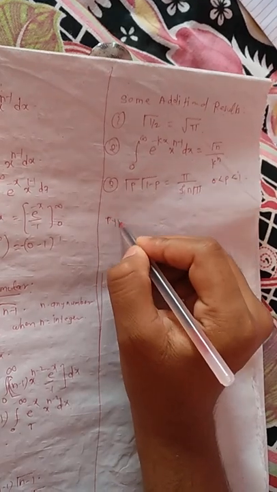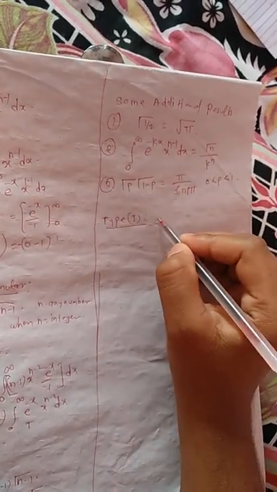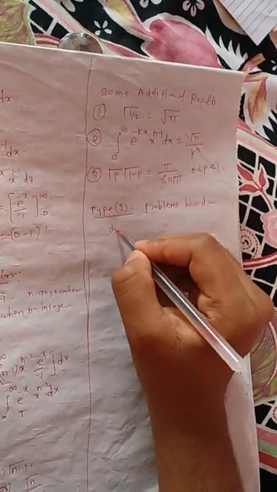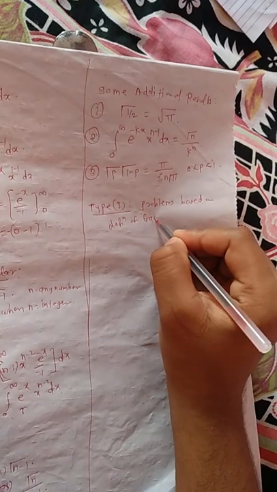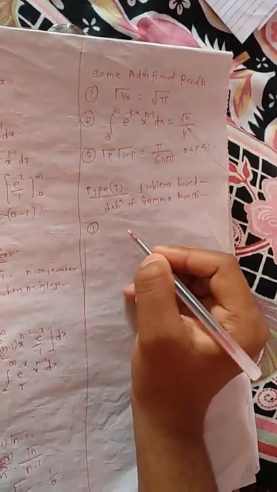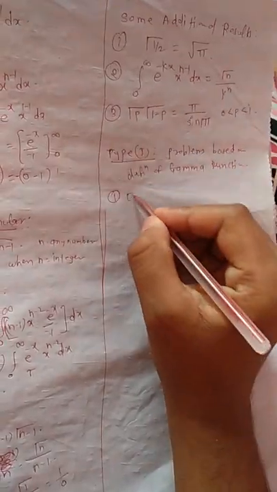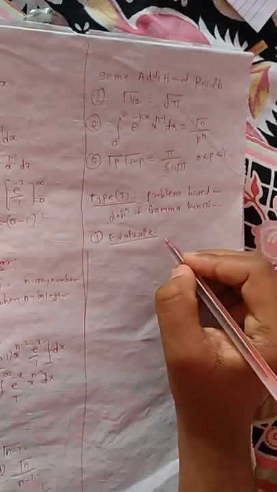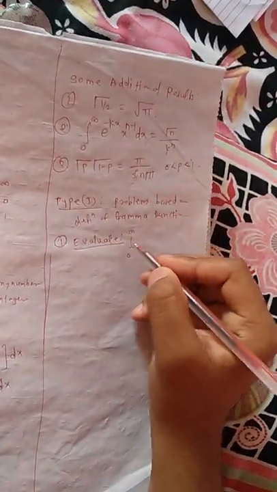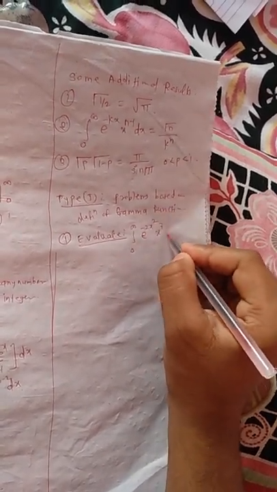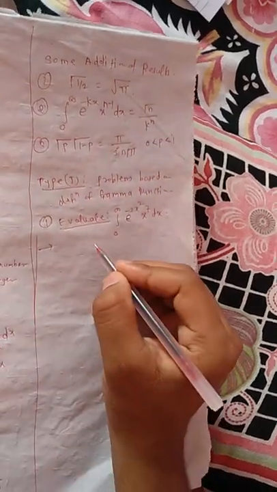So type 1 problems we have, problems based on definition of gamma function. First problem we have, evaluate integration 0 to infinity e raised to minus 2x square x raised to 7 dx. Very basic problem we have.